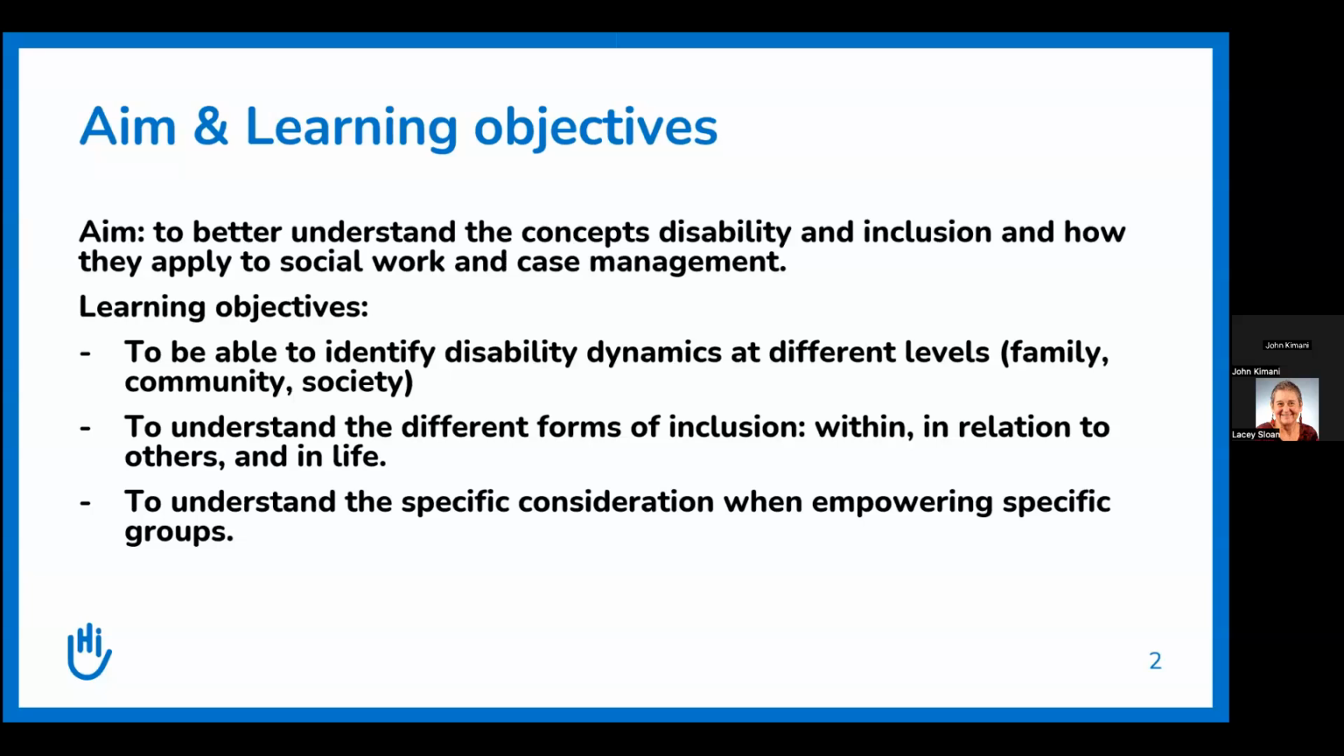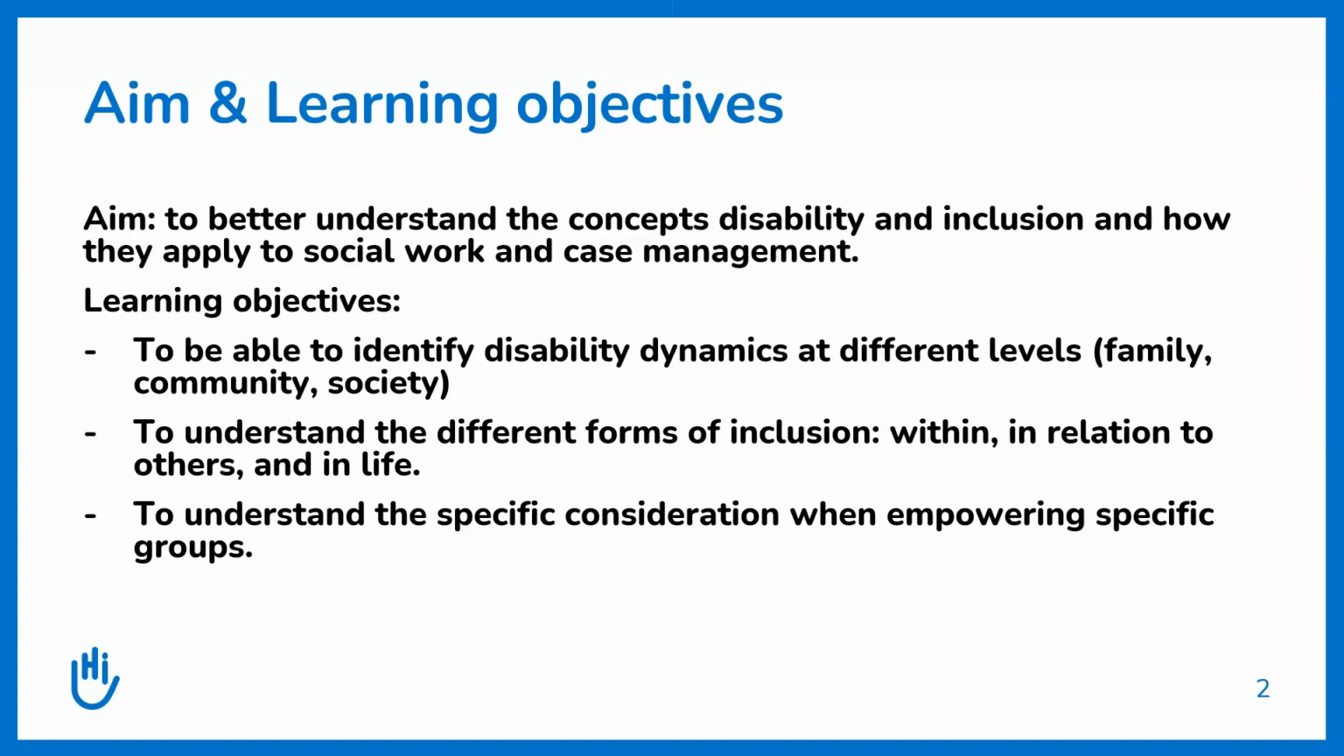Our key objective for our training session is to enable us to identify disability, different dynamics at different levels. This could be at family level, at a school, at a social event, or at service delivery level, so that we are able to include persons with disability in our work. The second objective would be to understand different forms of inclusion within ourselves in relation to others and in life. It's good to first have a self-awareness of how we interact, to identify different types of inclusion. Then the third and last objective would be to understand specific considerations when empowering persons with various specific disabilities. As we shall see, we have different types of disabilities, and they come with different types of challenges that they face during their day-to-day activities.